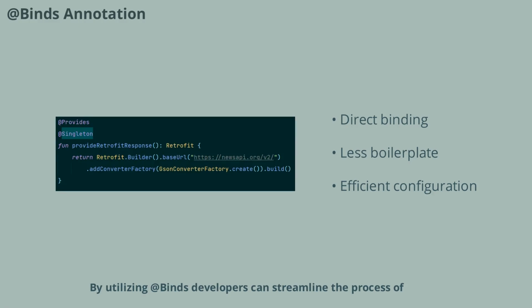Utilizing binds, developers can streamline the process of binding interfaces to their respective implementations. Unlike traditional methods that involve using provides and creating instances within modules, binds eliminates the need for instantiating the implementation class explicitly. Instead, it establishes a direct binding between the interface and the implementation, reducing boilerplate code and simplifying the overall configuration. This makes dependency management more efficient and less error-prone.